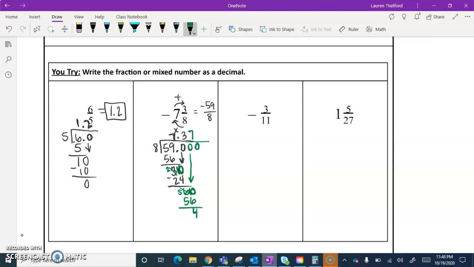Add another 0 because we don't see a pattern yet. And I'm going to bring that all the way down. So 8 goes into 40 5 times. 5 times 8 is 40. When I subtract, I get 0. So this was another terminating decimal. So my answer to this one, remember this negative here means my decimal is going to be negative. And then it's 7.375 thousandths.